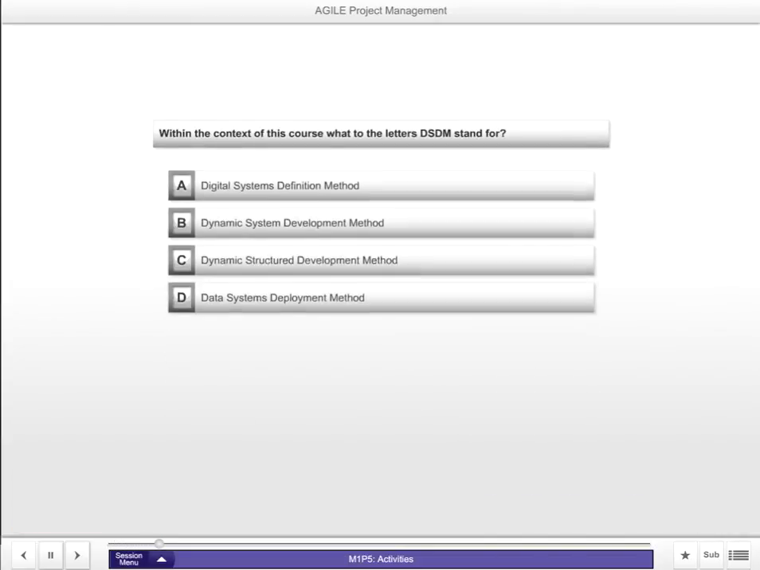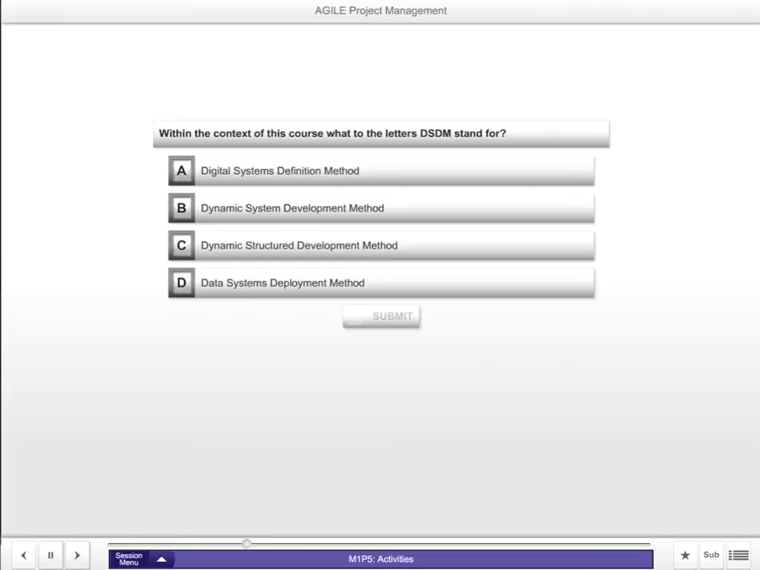Let's try a few exam-style multiple-choice questions. Select the answer you believe to be correct and click Submit.